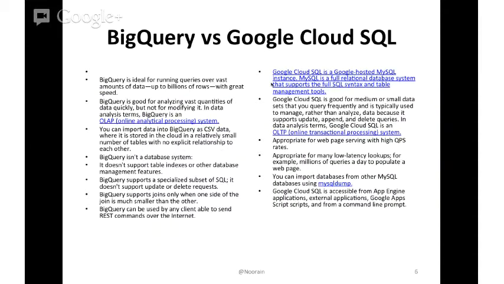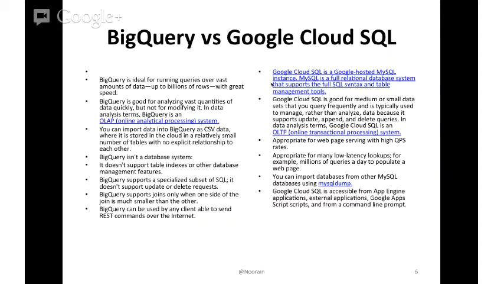Briefly to summarize again, the difference between BigQuery and Cloud SQL. Like I said before, BigQuery is ideal for running queries over vast amounts of data. It's good for analyzing big data. It's more of an OLAP based system, whereas if you're looking for an OLTP system, you can consider Google Cloud SQL. BigQuery isn't a database system. It doesn't support table indexes or other database management features. BigQuery supports a specialized subset of SQL. It doesn't support update or delete. It's basically an append architecture. BigQuery can be used by any client to send REST API calls over the internet.